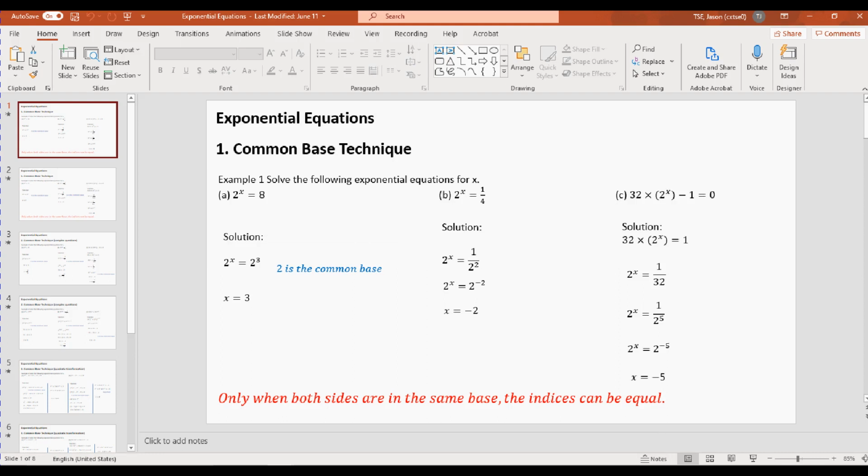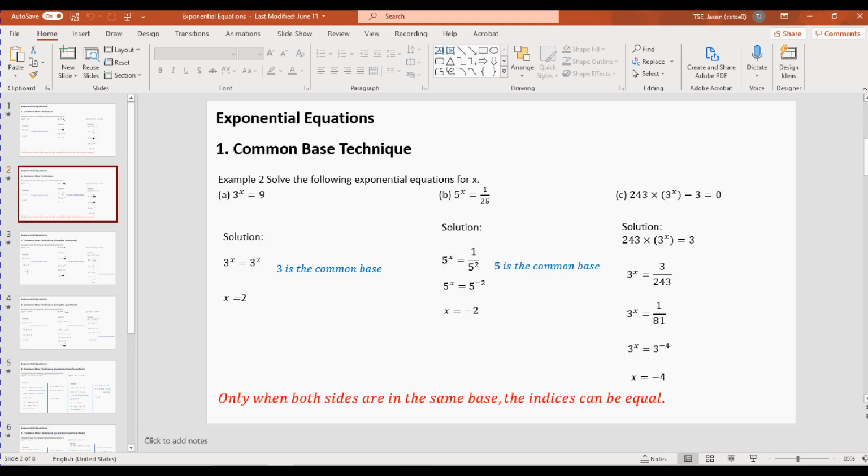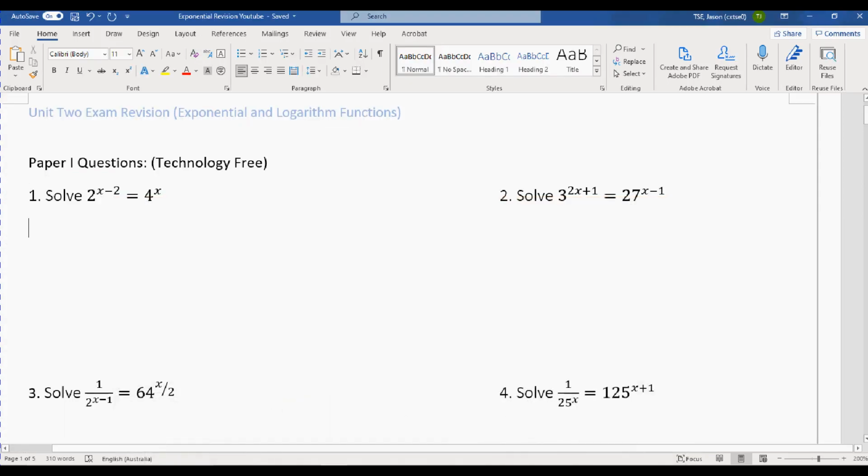And some of them are quite trivial, like the example 1, all right? But some of them could be a bit challenging. Okay, it depends on whether you need to use the index law to convert the term into certain power form, and sometimes you have to use negative power. Okay, so let's see the first few questions.